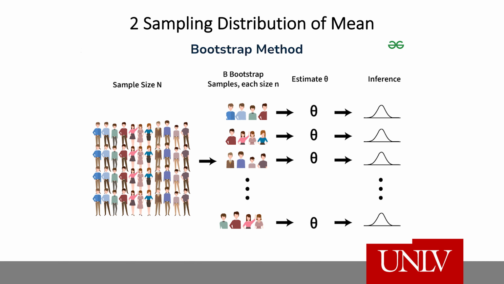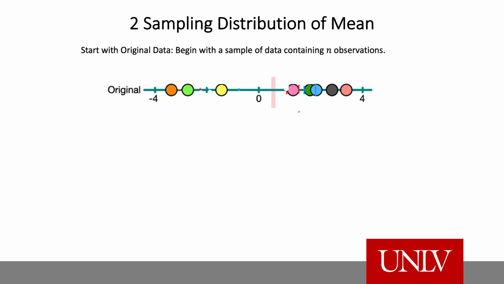Let me walk you through the bootstrapping process step by step. First, we start with our original dataset. Suppose we have a sample with n observations. This sample could be heights, sales amounts, loan values, or any other numerical data. This is the only data we have, and bootstrapping assumes this sample reasonably represents the population.